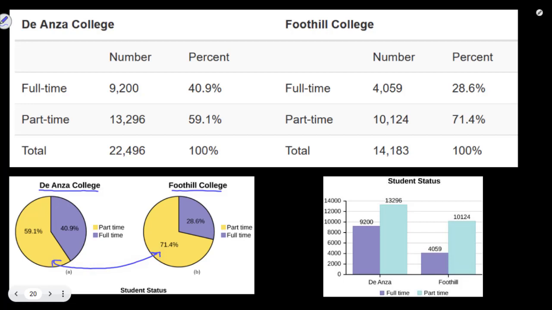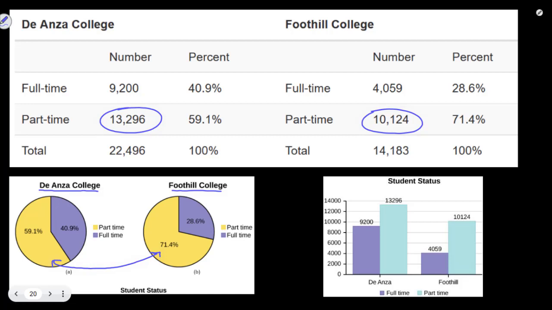So the part-time students in De Anza College compared to the part-time students in Foothill College, from our pie chart, it would look like Foothill College, since it has a bigger percentage, probably has more part-time students than De Anza College. But if we look at the actual numbers, De Anza College has 13,000 part-time students and Foothill College only has 10,000. And the reason that that's not appropriate is because you're comparing each individual part to its individual whole. And so you don't want to compare them one to another when you're talking about a pie chart because the totals are different for each of those.